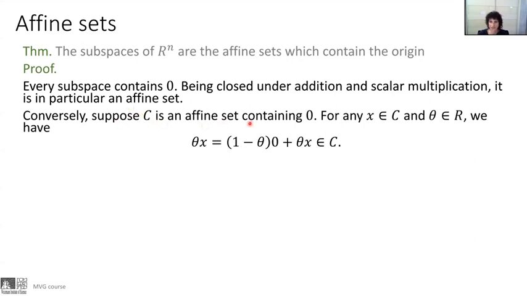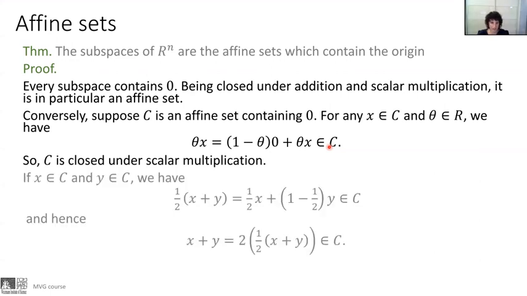If C is an affine set that contains the origin, then for any x in C and theta in R, we have that theta x, by the definition of the affine set, is (1 - theta) times zero plus theta x. Therefore, theta x belongs to C. So it's closed under scalar multiplication, which is what we need in order to show that we have a subspace. Now we need to show that the set is closed under addition.